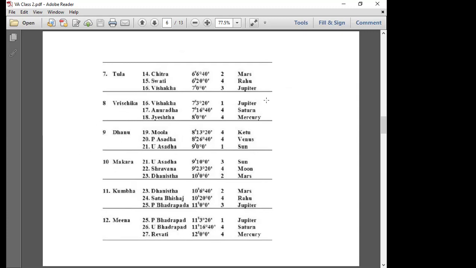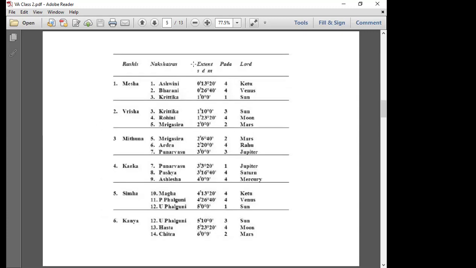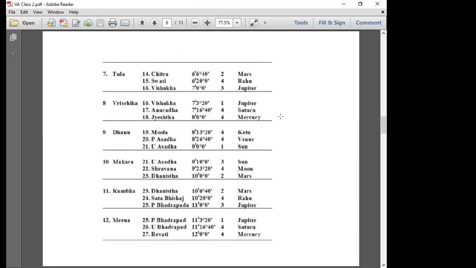So your job today is just to memorize the 12 signs, their lords, and memorize the 27 nakshatras and their planetary lords. It will be really, really helpful in the coming classes.